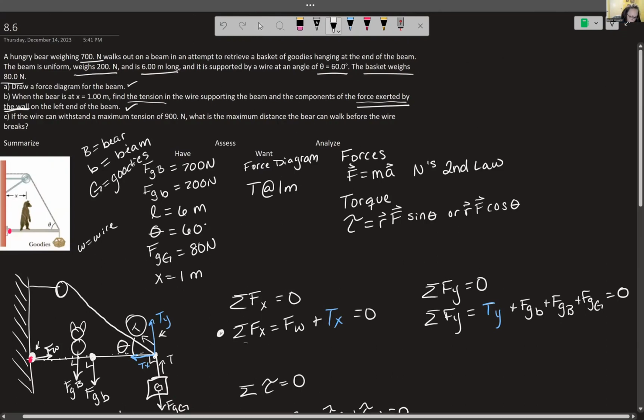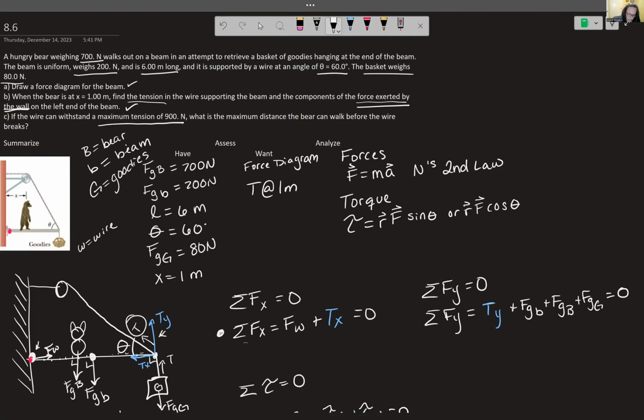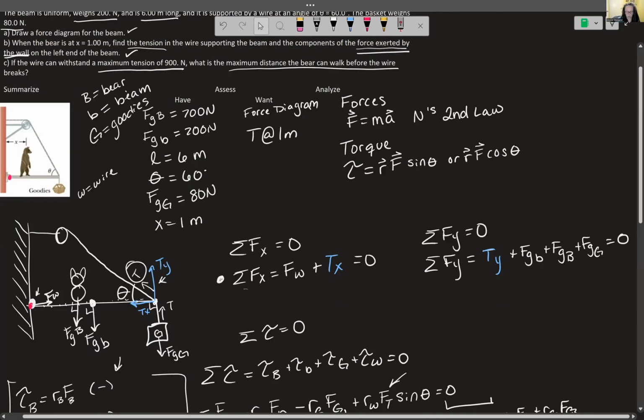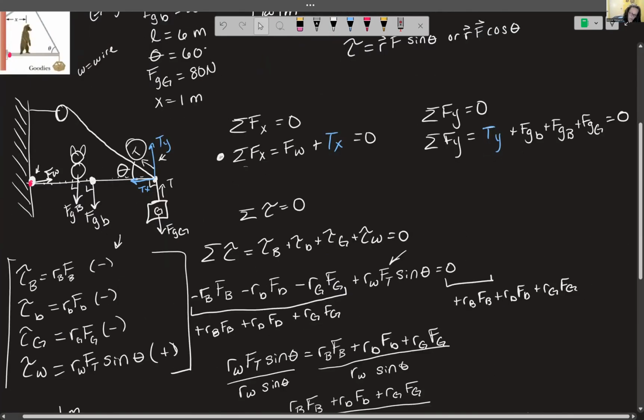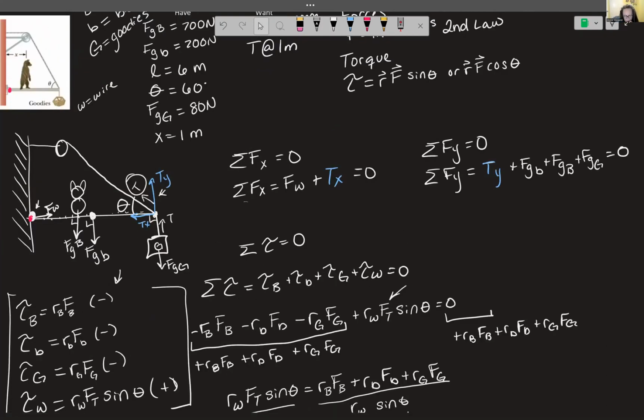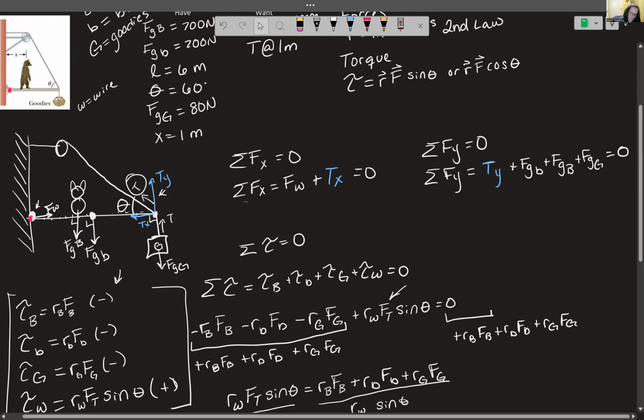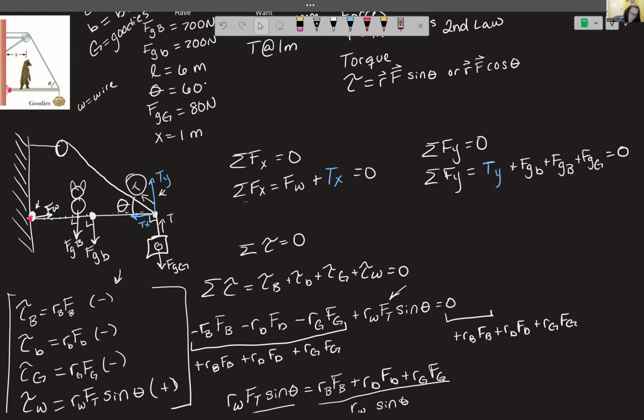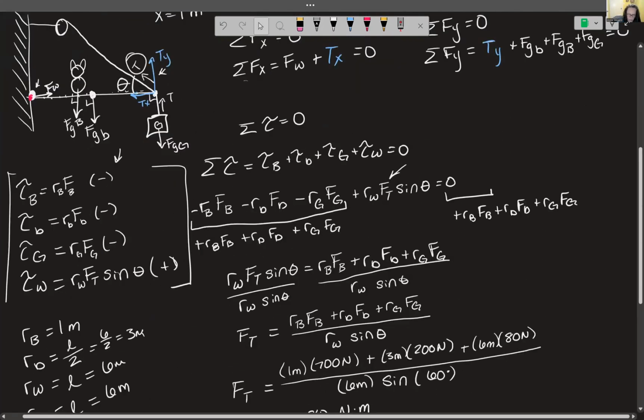The next thing we need to figure out is if the wire can withstand a maximum tension of 900 newtons, what is the maximum distance the bear can walk before the wire breaks? So in order to do that, I think I'm going to have to use my torque equation again.